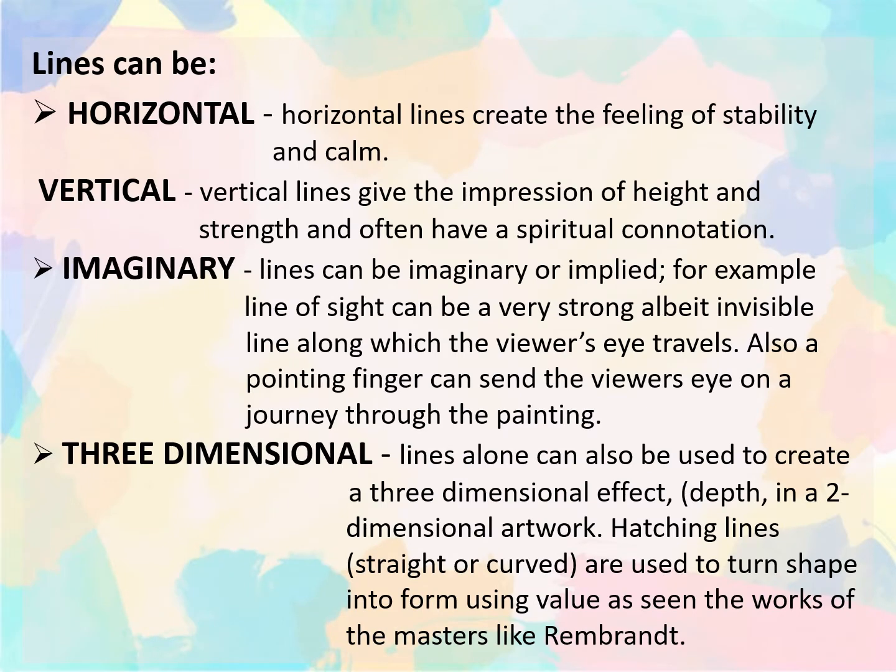Horizontal lines create the feeling of stability and calm. Vertical lines give the impression of height and strength and often have a spiritual connotation. Imaginary lines: lines can be imaginary or implied. For example, line of sight can be a very strong, albeit invisible, line along which the viewer's eye travels. Also, a pointing finger can send the viewer's eye on a journey through the painting.